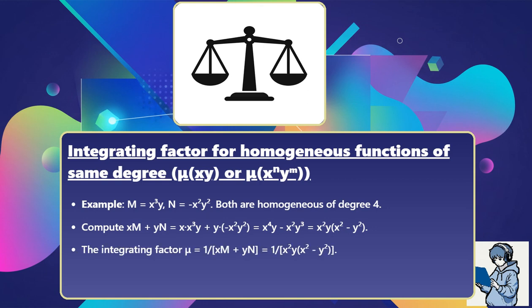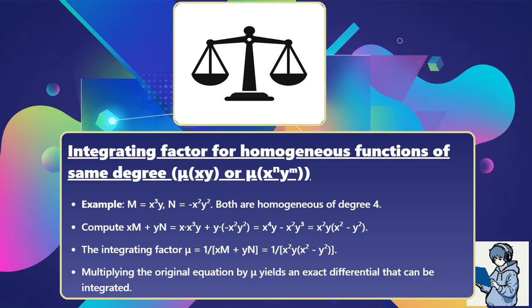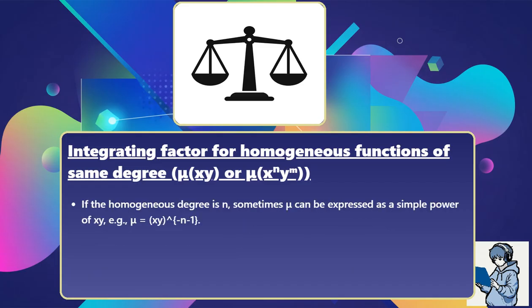The integrating factor mu equals 1 over xM plus yN equals 1 over x squared y times x squared minus y squared. Multiplying the original equation by mu yields an exact differential that can be integrated. If the homogeneous degree is n, sometimes mu can be expressed as a simple power of xy. For example, mu equals xy to the negative n minus 1. This is the reason textbooks list mu of xy or mu of x to the n y to the m.